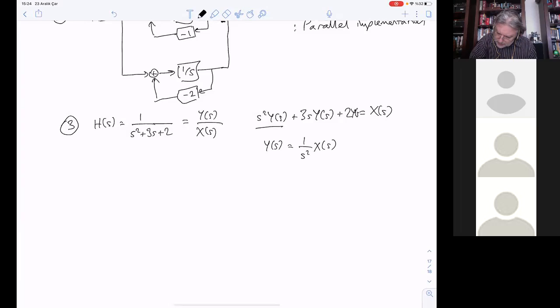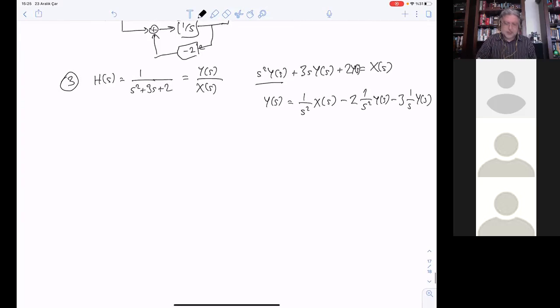But I have forgotten the 2y of s here. I'm sorry. And minus 2 times 1 over s squared y of s minus 3 times s over s squared, only of y of s. So this is the implementation that I will try to make.